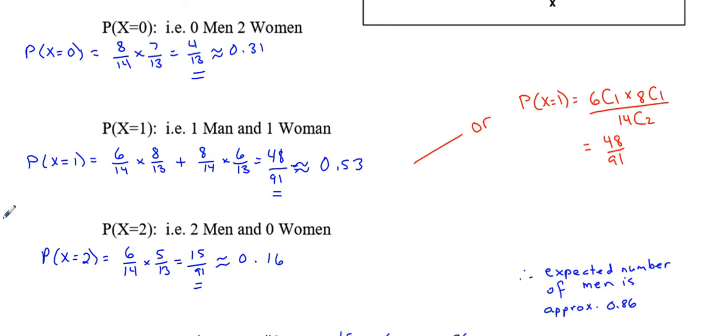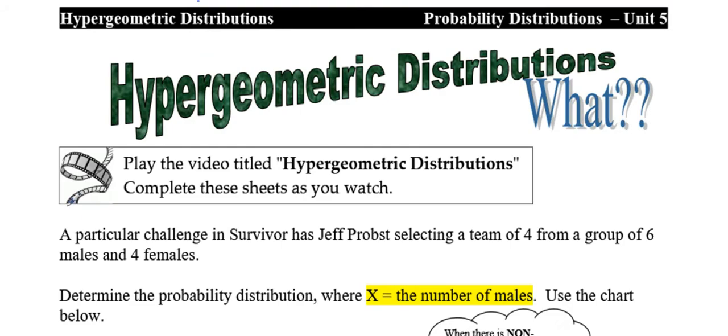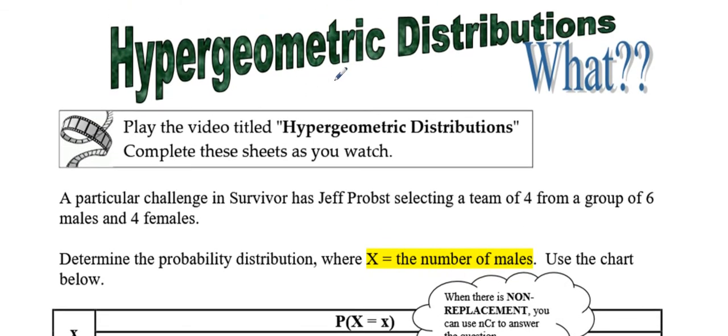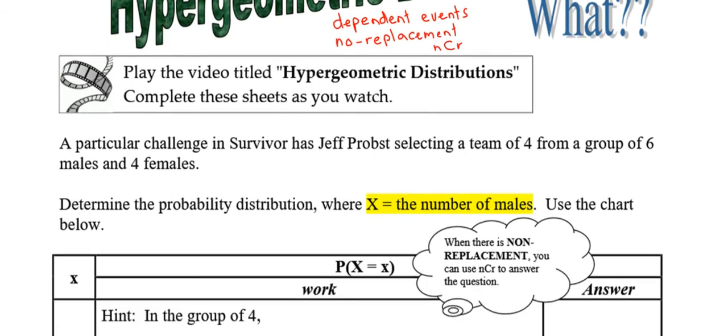So this only works for questions that involve non-replacement, and that's what hypergeometric distributions are all about. So that's what we're going to be reviewing here. Hypergeometric distributions deal with dependent events, and dependent events means there's no replacement. And that means we're using NCR to answer the questions.